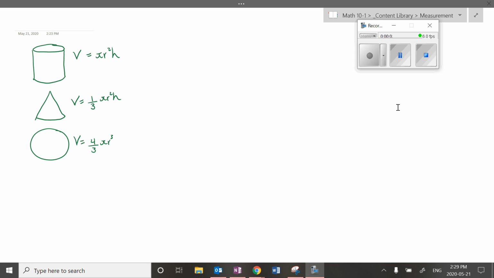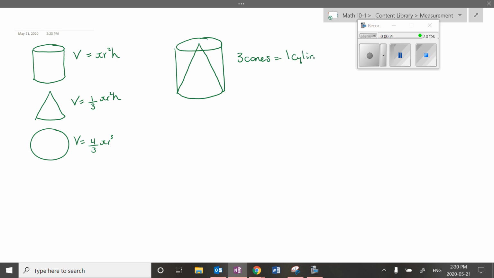Today we're talking about the volumes of cylinders, cones, and spheres. Specifically, we're going to talk about how they are related to each other. If I was to take a cylinder and place a cone inside of it, visually you could probably estimate that it would take about the volume of 3 cones to equal that one cylinder's volume. Let's go through a proof of this.